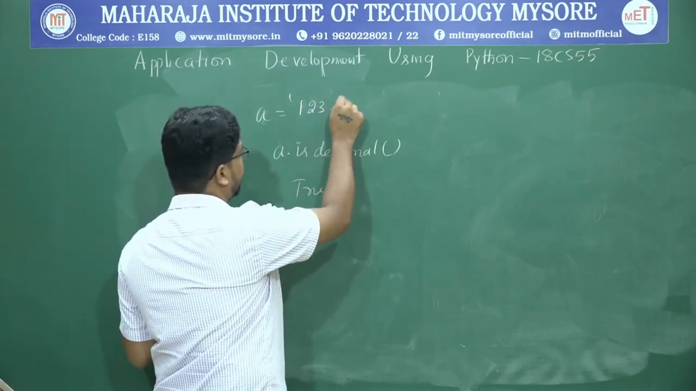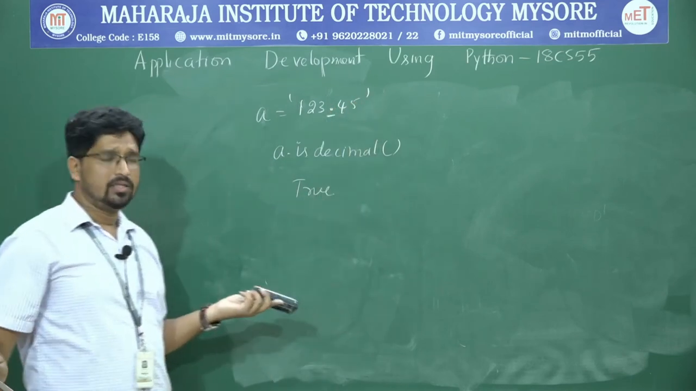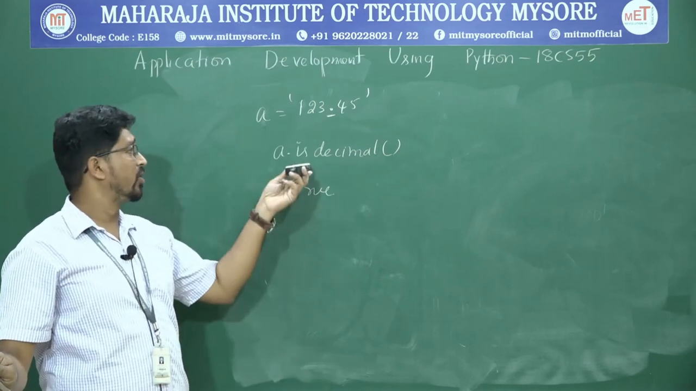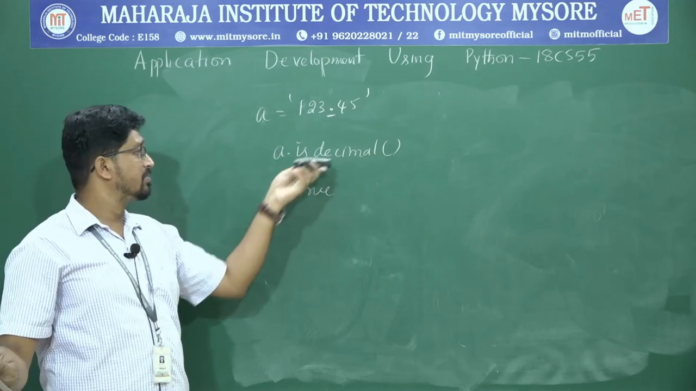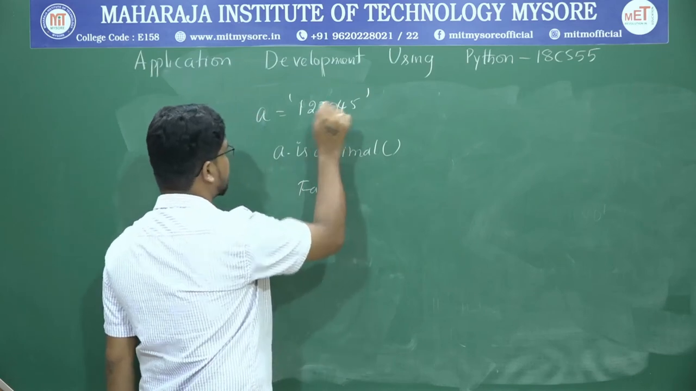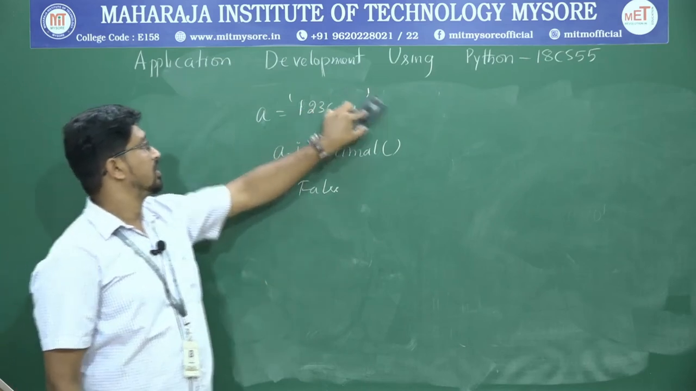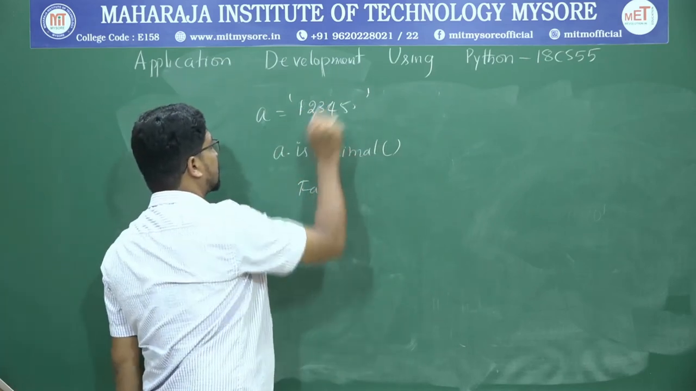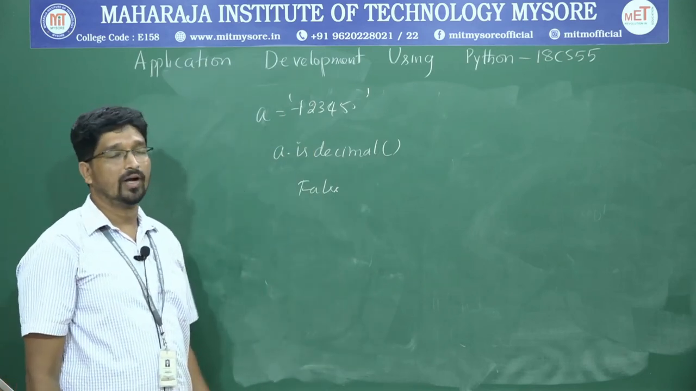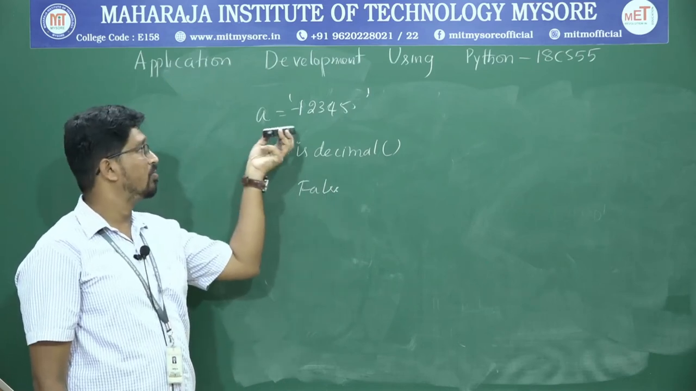When you write the float 123.45, it becomes a non-numeric string. I consider dot as not a number; it is just a special character. So when I check A dot is decimal, you will get false as a result. This is not a decimal value because dot is not a decimal digit. Similarly, even the minus symbol, as in minus 12345, minus is a special character. Again, it is a false result. Decimal value means the whole number.